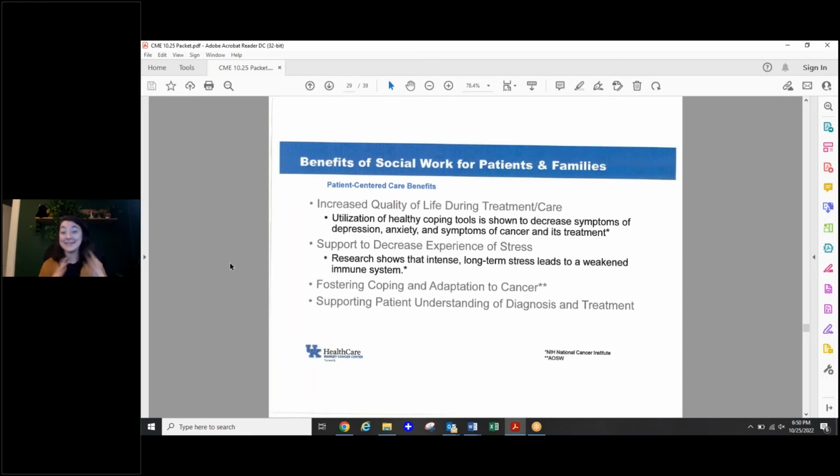Fostering coping and adapting to a cancer diagnosis, because it is a huge adaptation, and adapting to what life looks like now. That's something that we can help out with. And then finally, supporting our patients in their understanding of their diagnosis and treatment, because sometimes it is just very overwhelming, a lot to take in. And so again, meeting with our patients where they're at to help navigate what this space looks like, make sense of it, identify what barriers are, what concerns are there, and how we can approach them, work through them, remove barriers, and how we can best help them. Next slide.